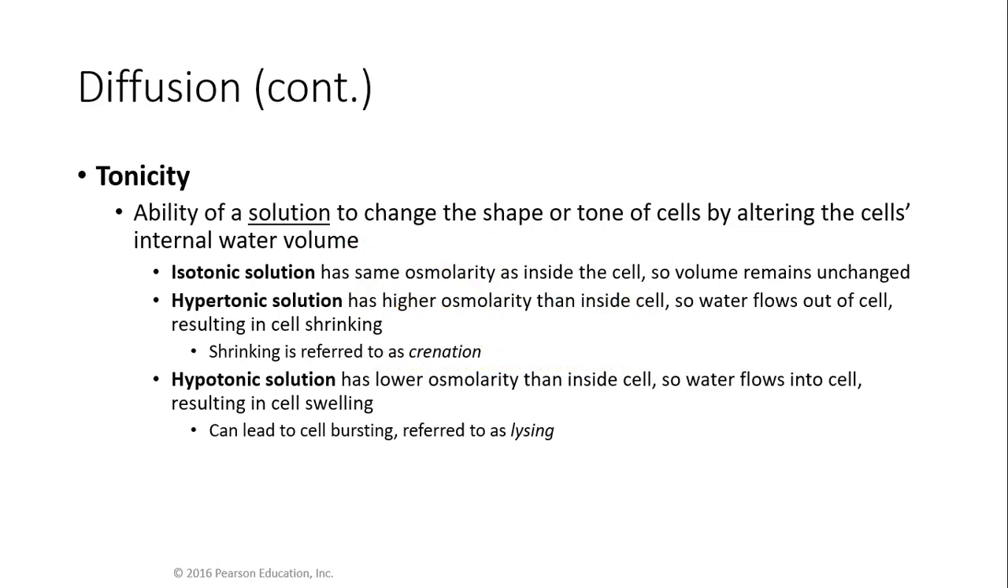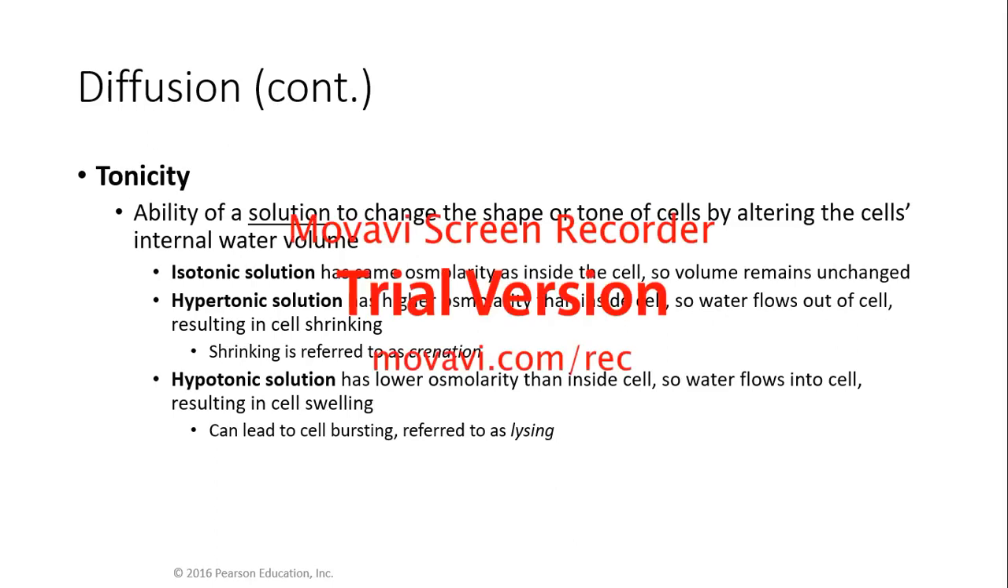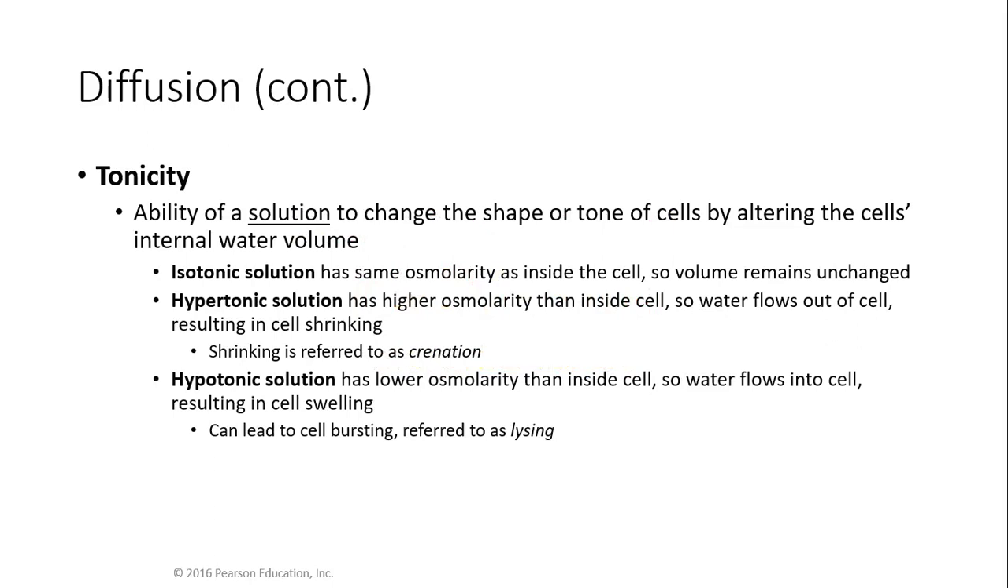A simple experiment that I used to do is dealing with grapes. I would do an isotonic solution. I would do a solution of grape juice. So I would drop a grape in the grape juice. That would be my isotonic solution, and the grape should stay the same size.